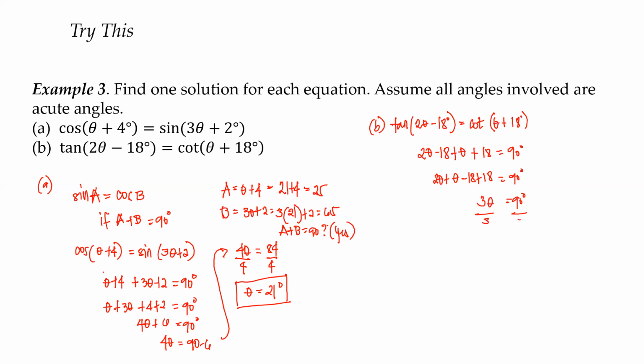Divide both sides by 3. Thus, theta is equal to 30. So theta is equal to 30.